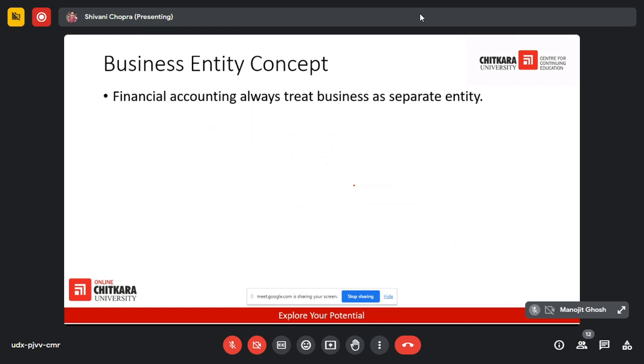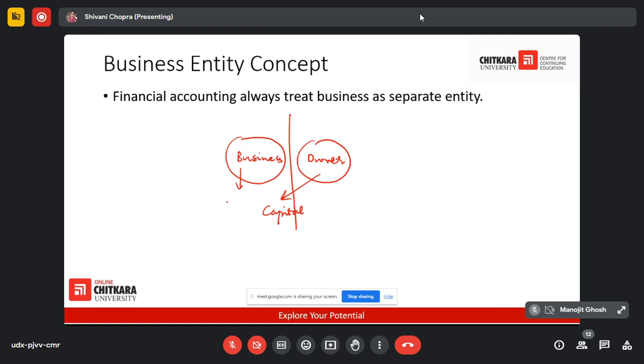What does it state? That states that the financial accounting treats business as a separate entity. So, what does it mean? See, this is business and this is the owner. So, they are two different entities. They are not the same. When it comes to the legal status, business and owner are different. Okay, they are separate. And that's the reason the owner's capital invested in the business is liability of the business because of this thing. Okay.